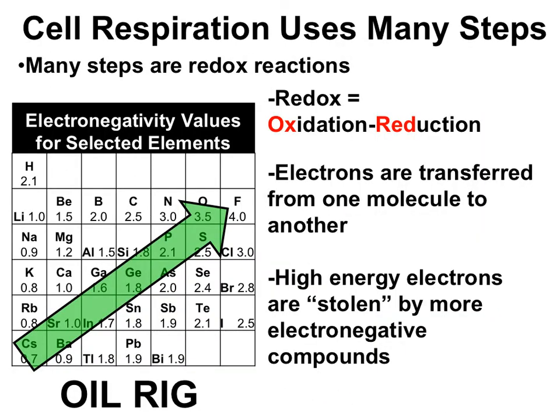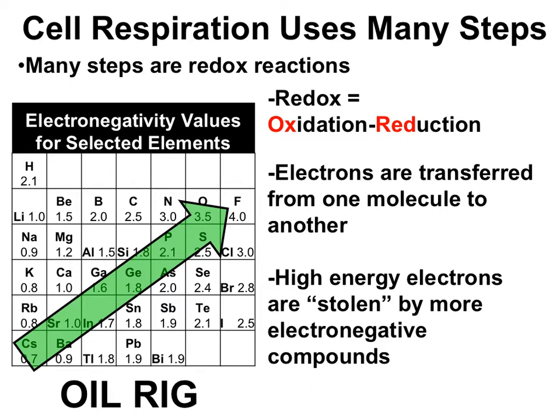Now, let's get to the main purpose of this video. The main purpose is to introduce you to a common type of chemical reaction in cell respiration called a redox reaction. Redox is an abbreviation for oxidation reduction. In a redox reaction, electrons are transferred from one molecule to another. Maybe transferred doesn't quite capture what's going on because electrons are actually kind of stolen.